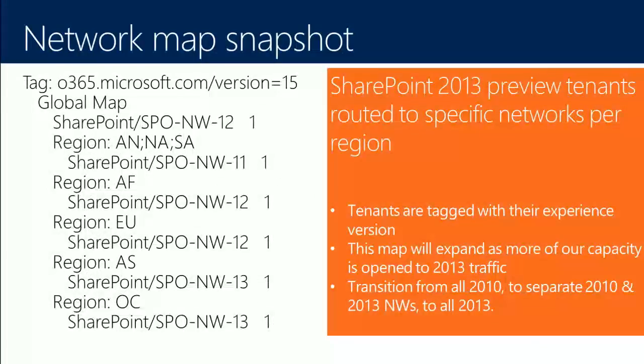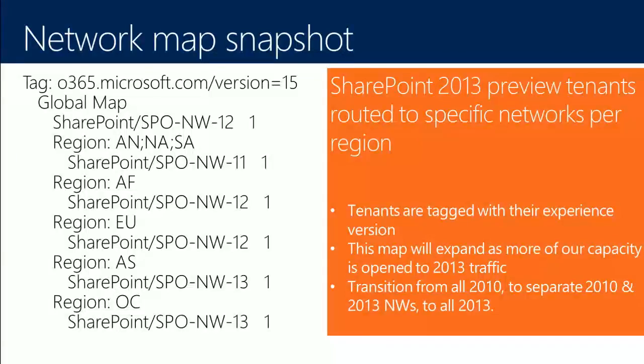Here's another example that I wanted to show to illustrate the version awareness. Version is another thing that we can use as a routing factor. Here we have tenants that are tagged with version 15, meaning that they should get the 2013 experience. And we are routing those tenants right now in this example to only 3 locations, networks 11, 12, and 13, because we're only onboarding preview tenants for the 2013 experience. Eventually, this portion of the map will expand to cover our entire capacity.